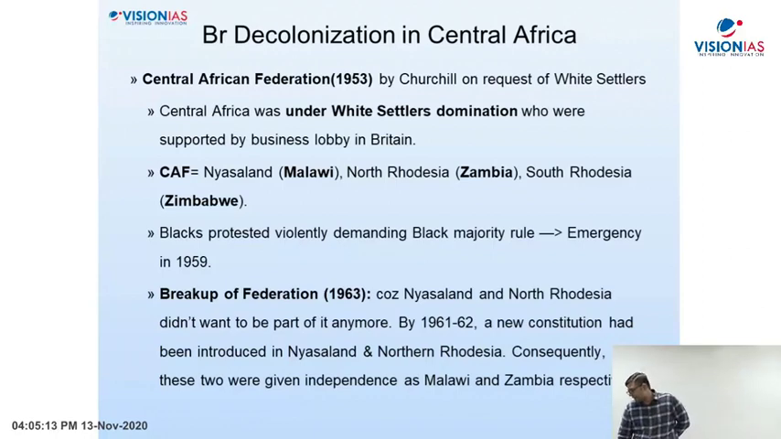But in case of Zimbabwe, there was a problem because here the number of white settlers were maximum. They had the maximum business interest, maximum यहाँ पे proper control था whites का. तो यहाँ पे problem क्या थी? Problem यही आ गयी. अभी आपकी slide change होगी तो दिखेगी problem आपको.